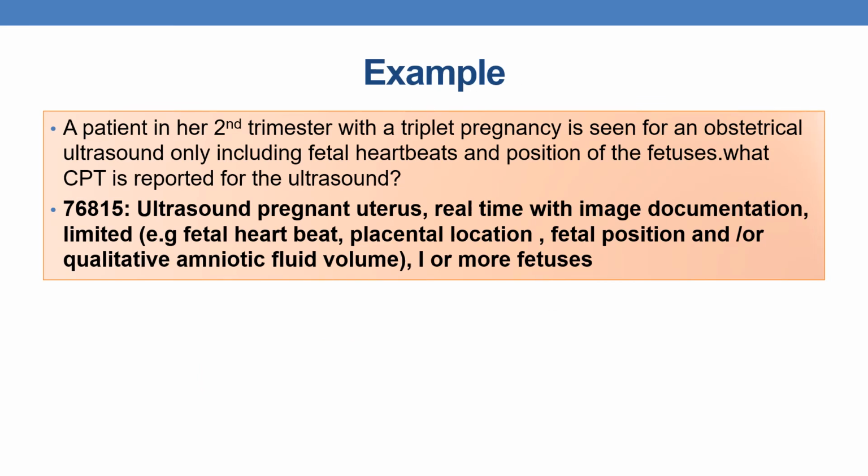Now let us look at an example. A patient in her second trimester with a triplet pregnancy is seen for an obstetrical ultrasound, only including fetal heartbeats and position of the fetuses. What CPT is reported for the ultrasound? Here the ultrasound is limited, which includes only fetal heartbeat and position. So the correct option is 76815. Ultrasound pregnant uterus real time with image documentation limited. Example, fetal heartbeat, placental location, fetal position and or qualitative amniotic fluid volume for one or more fetuses. This point is important. So even for triplets or twins, you report only 76815 once.